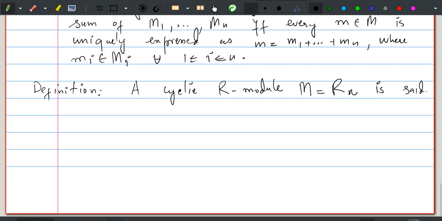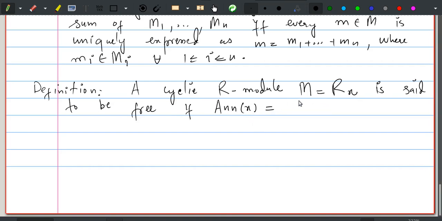is said to be free if the annihilator of this x is actually 0. So this is the definition of a free module.